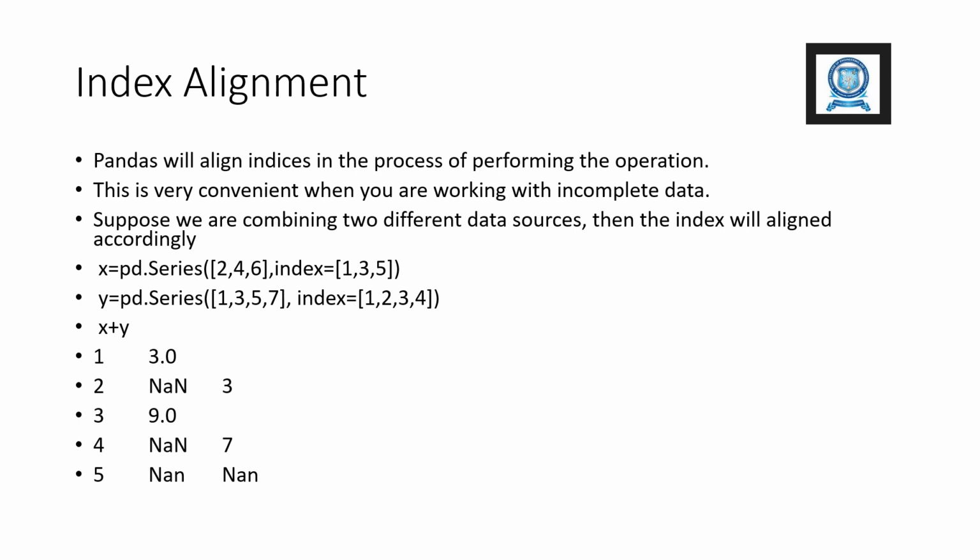Now if we print x plus y, it prints the results as follows. In the first position there is a value in x and y, so 2 plus 1 is added and it is printed as 3.0. In the second position there is no value in x and there is a value in y. So for x there is no value, so it prints NaN, that is not a number. The next position is 3. In the third position we have values in x and y. The value in x is 4 and the value in y is 5. So 5 plus 4 is 9, so it is printed on the screen.